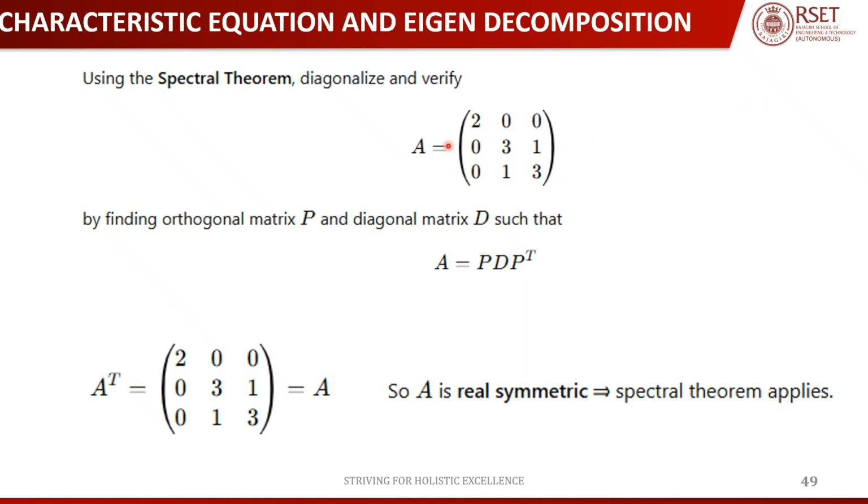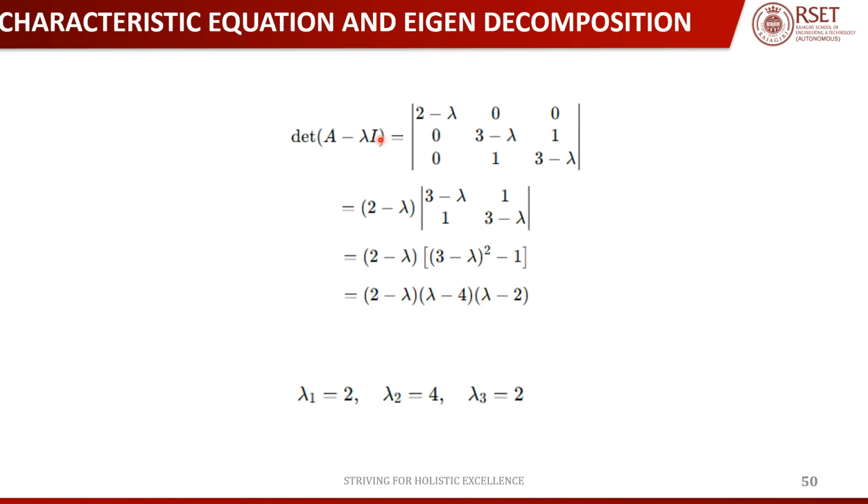Okay, so here A transpose is equal to A, so it's a real symmetric matrix. And now we can apply the spectral theorem. To use the spectral theorem, we need to find the eigenvectors first. For that, we solve the determinant of A minus lambda I equal to 0. So we have lambda equal to 2, lambda equal to 4, and lambda equal to 2 again.